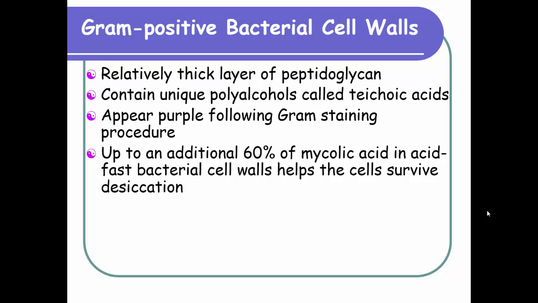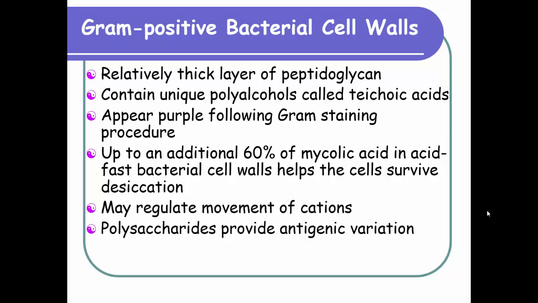And in the acid-fast bacteria, they are basically gram-positives, but also have up to an additional 60% of mycolic acid. The mycolic acid in the acid-fast bacterial cell wall helps the cell survive desiccation or drying out. We also know that the gram-positive cell wall may regulate the movement of cations in and out of this bacterial cell. The polysaccharides found on the surface of the cell wall provide antigenic variation among different species and different serovars within a species.